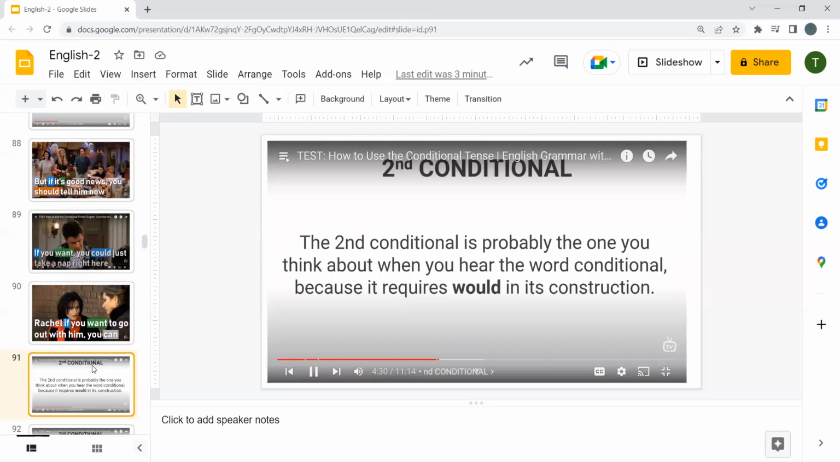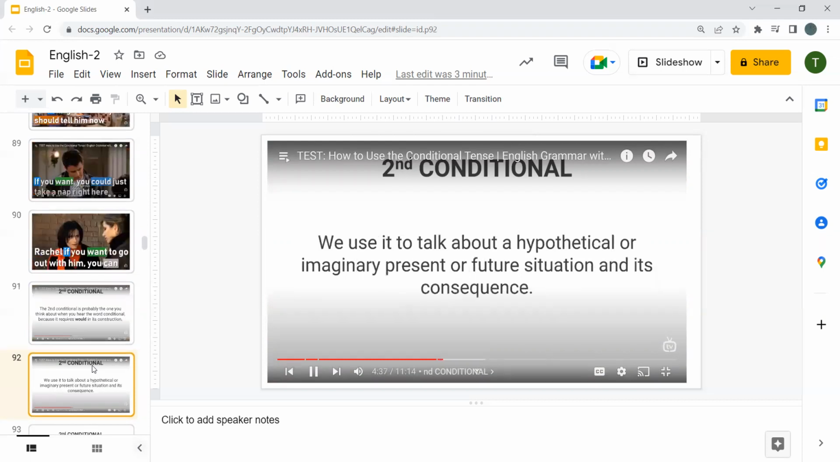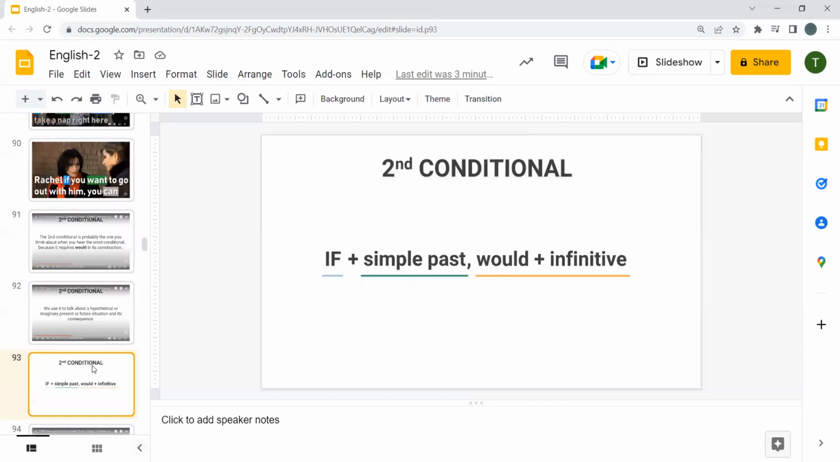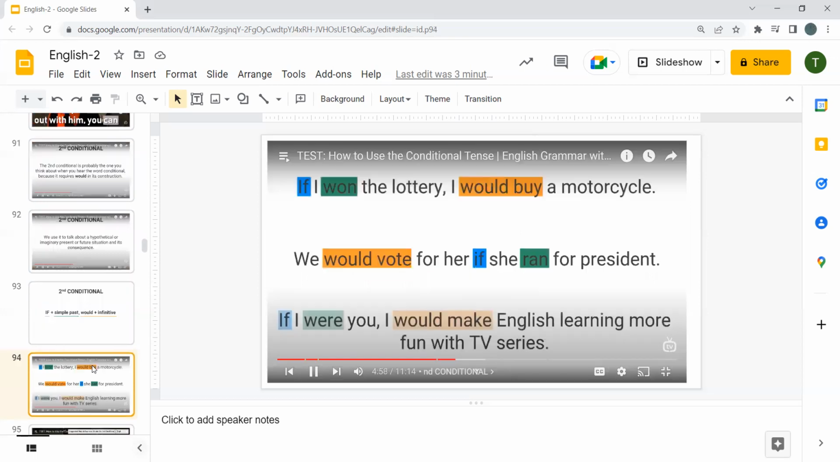Second conditional. The second conditional is probably the one you think about when you hear the word conditional because it requires work in its construction. We use it to talk about a hypothetical or imaginary present or future situation and its consequence. If simple past, would infinitive.